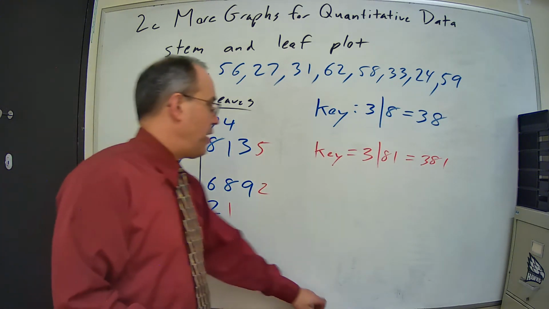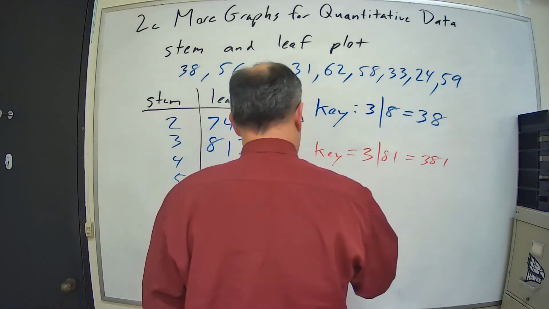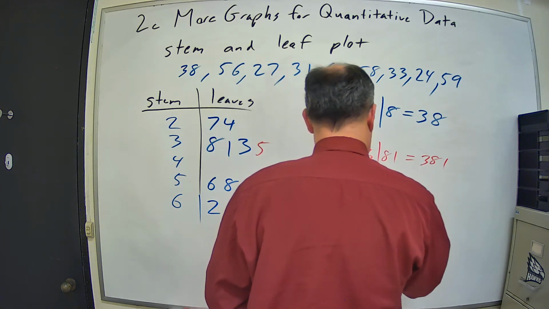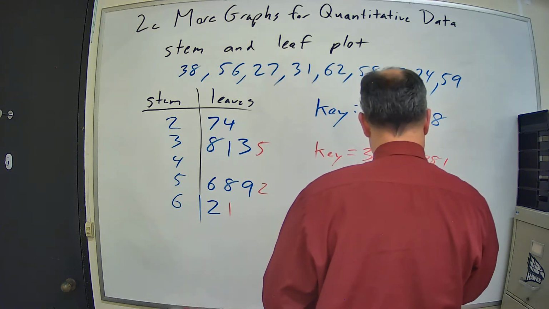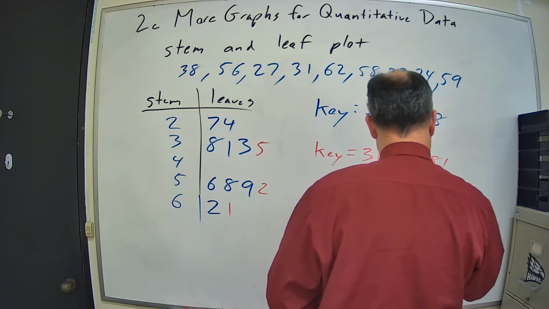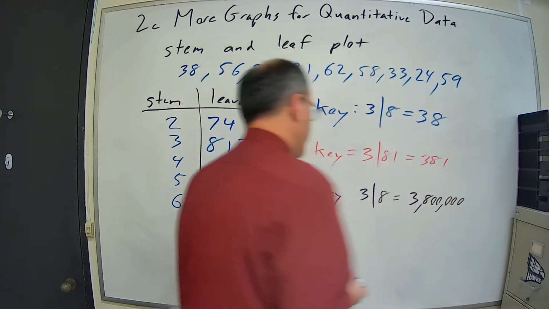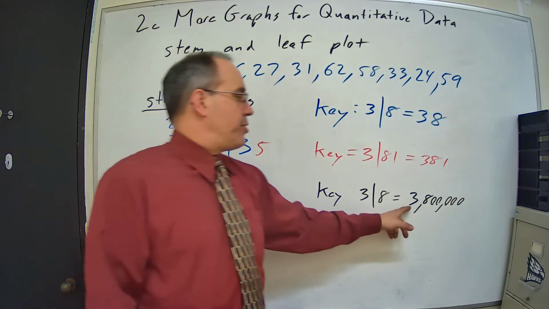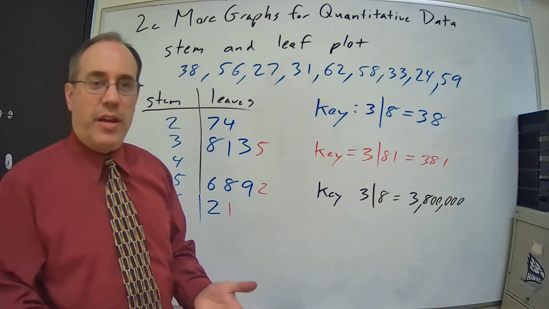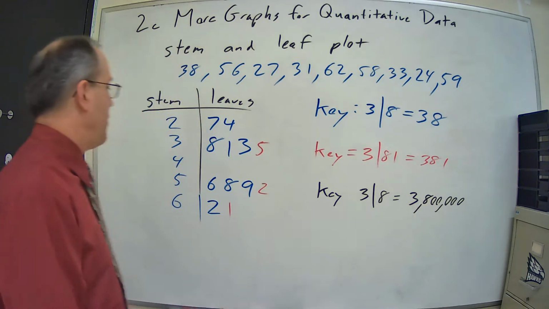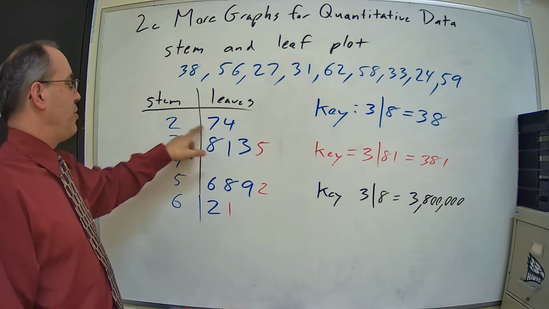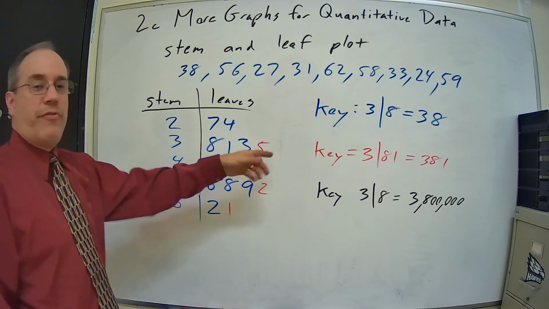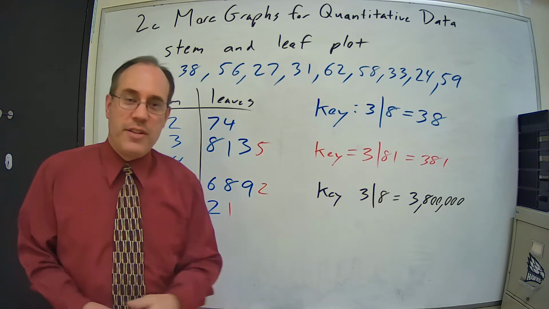In fact, I could go for another one here and say, what if we have this key? So now 3 | 8 is equal to 3,800,000 or 3.8 million. So now, looking at that, I have 2.7 million, 2.4 million, 3.8 million, 3.1 million, 3.3 million, 3.5 million. So the key determines how we read this.